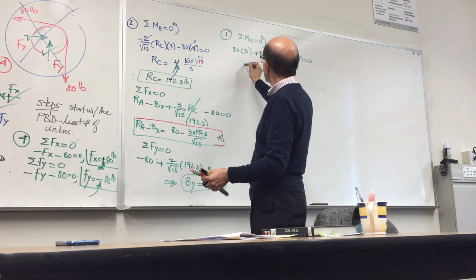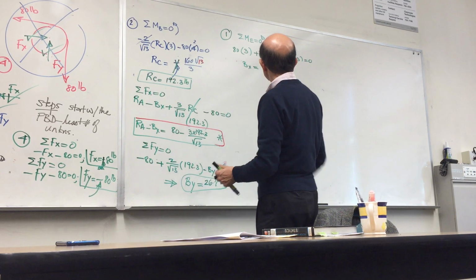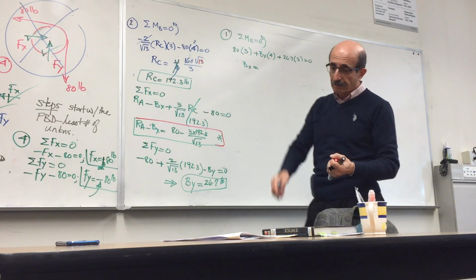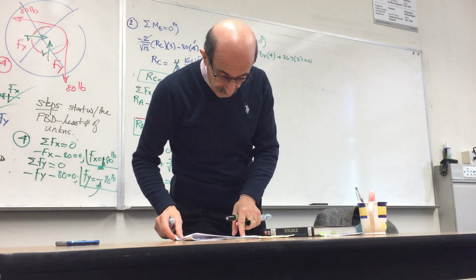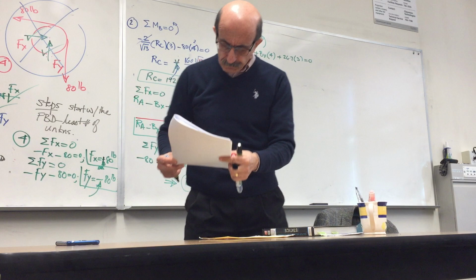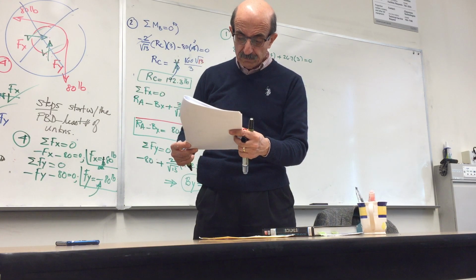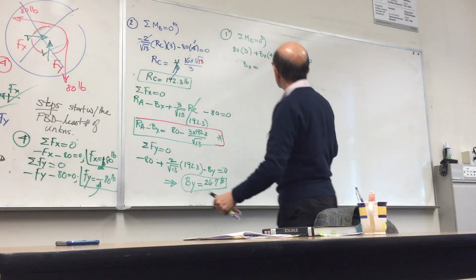So you can immediately see that Bx comes out to be negative. And I have the answer here, so I'm just going to give it to you. Bx would come out to be 80 pounds.